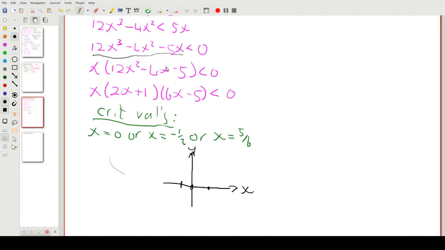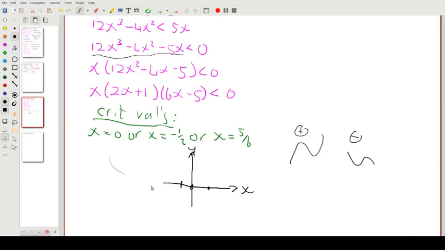So a cubic function we know either looks like, if it's positive, it looks like that. So that's for a positive one. If it's negative, it looks like that. So we have a positive graph, the 12 is positive, the value in front of the highest exponent. So that means we're going to have a graph looking like that.